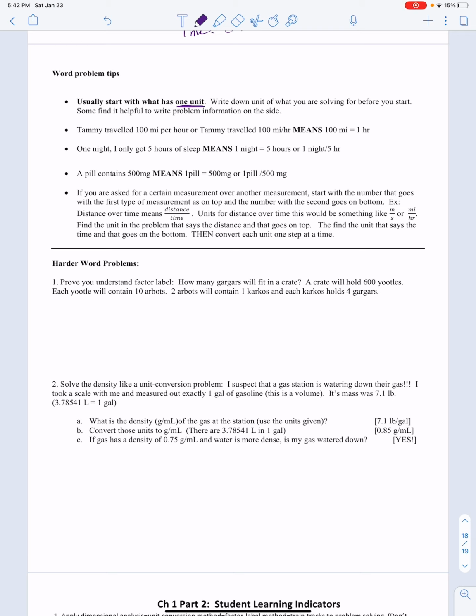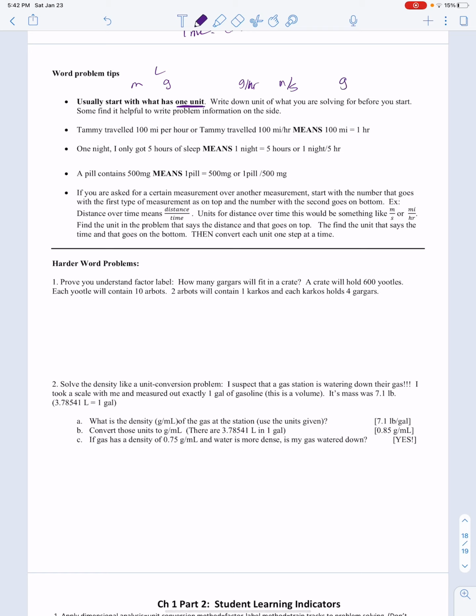So if you get to a problem and it's got all these "pers," like grams per hour and miles per second, those are never things that you start with. You start with something that has just a G, just an L, just an M. That's the number you start with. That's something people have a hard time with, is knowing where to start. Start with a thing that has one unit, not lots of units.